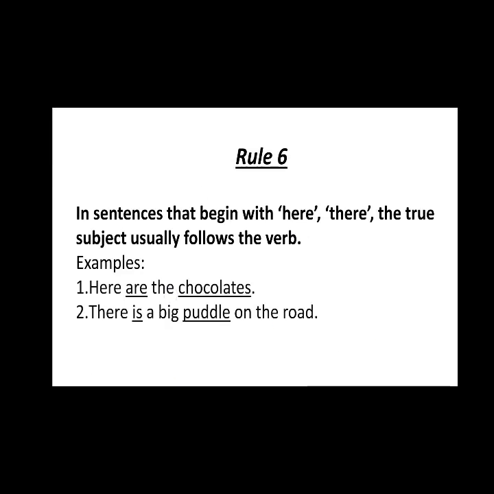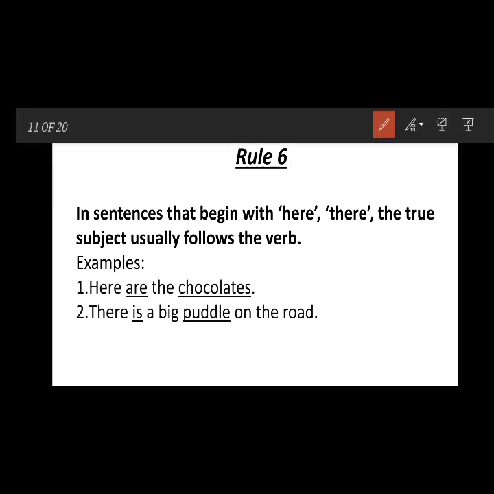Rule 6. In sentences that begin with here, there, the true subject usually follows the verb. Here, there is not the subject, as we know that. It's not the noun. So some of the time we have to know what our true subject is. Like here are the chocolates. So, is here the subject? No. The chocolates is the subject and this is plural. That's why the verb is plural, are. And here there is a big puddle on the road. So puddle is singular. That's why the verb is singular.